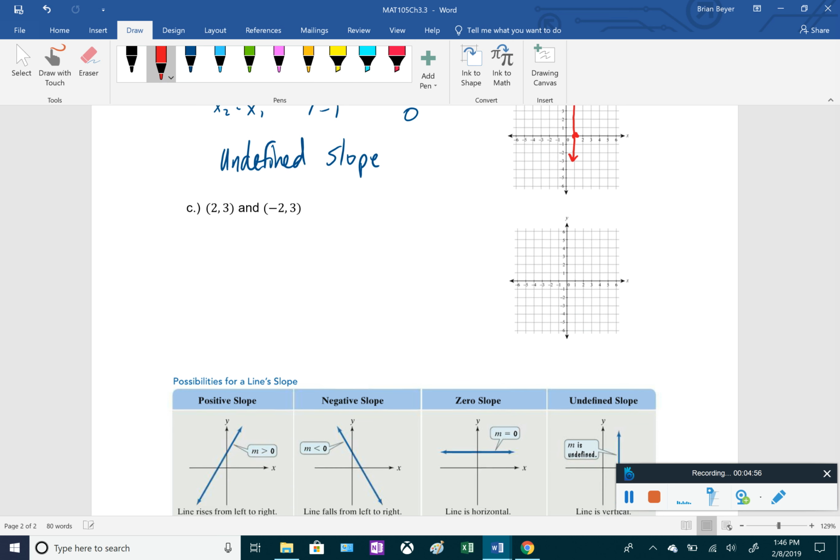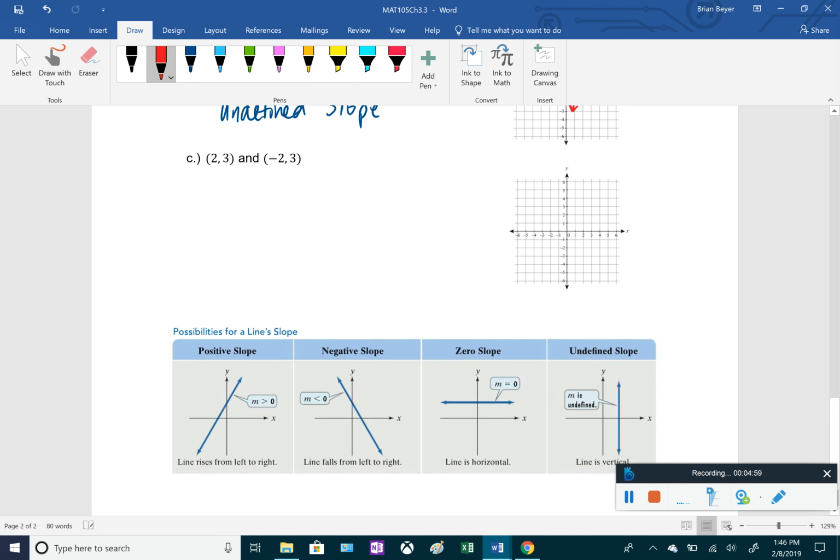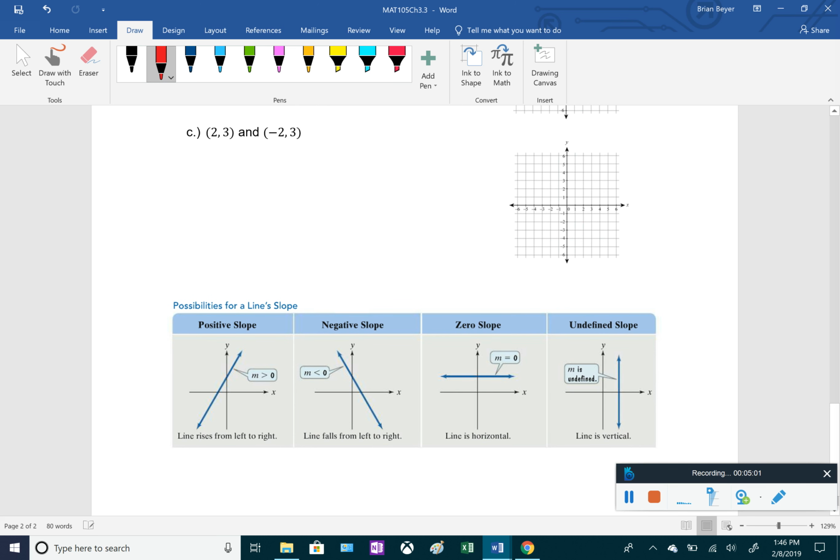Okay, and then the last one here, and then we can see what I put here on the bottom. Last one, we have 2, 3 and negative 2, 3. So 2, 3 is going to be right here. And then negative 2, 3 is going to be right here. Connecting these points, we have a horizontal line. Horizontal line means that their y coordinates are the same. And we can see that they're the same because they're both a 3.